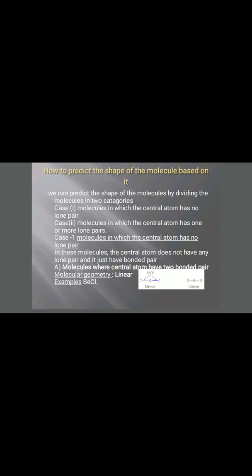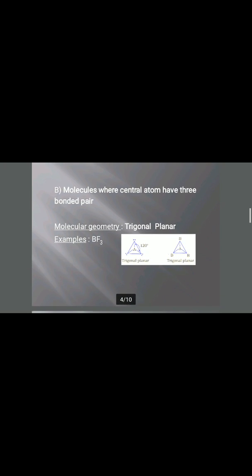BeCl2. The molecular geometry is linear. The shape is seen on the screen. See the linear shape with angle 180 degrees and with only bond pairs and no lone pair. Next is when it has three bond pairs. For example, BF3, trigonal planar. It is clear on the screen. It is in the form of a triangle with angle 120 degrees.